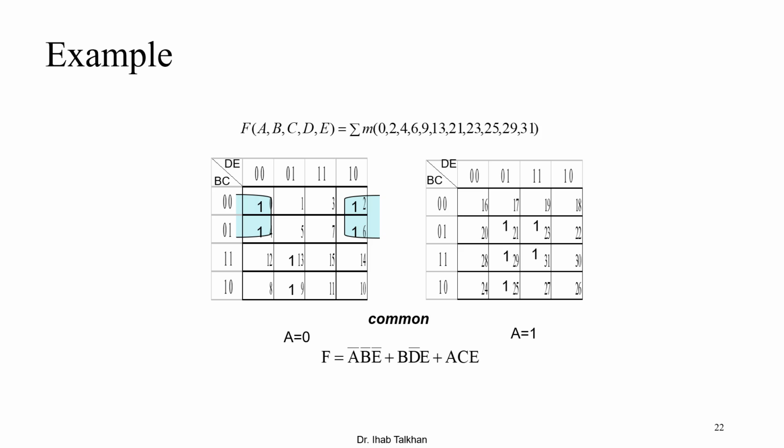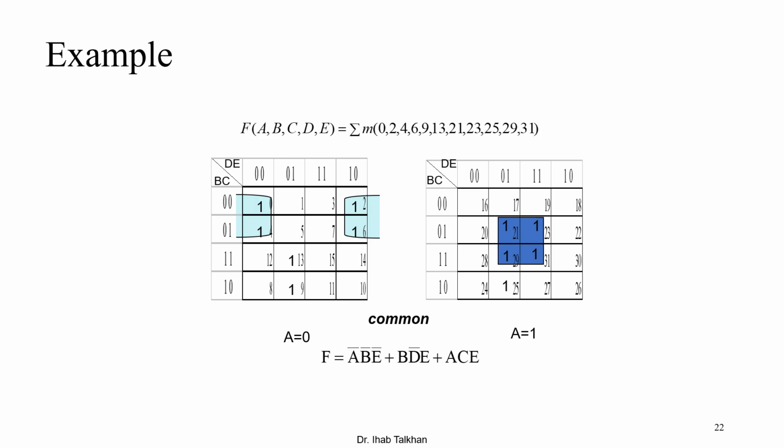The second group is between cells number 21 and 23 and 29 and 31. This is a group of 4 and it has nothing to do with the layer 0 map. This means that you have to have A as common, because this map is associated with A equal to 1. So this term will give you CE, and you have to write A with it, because the term will be ACE, because A is common for any term that comes out from this layer.